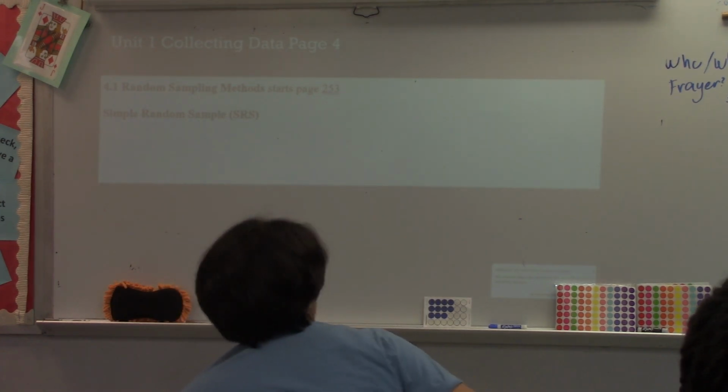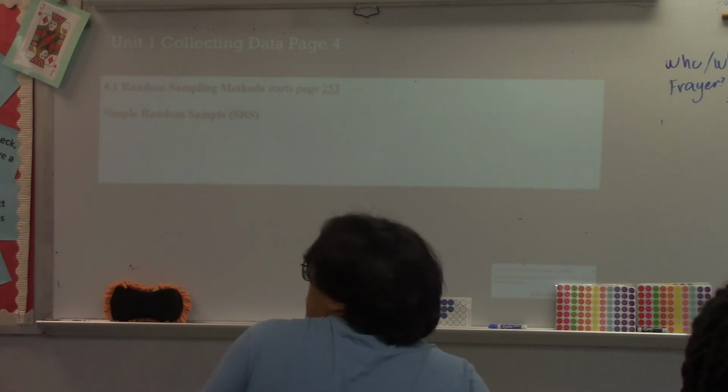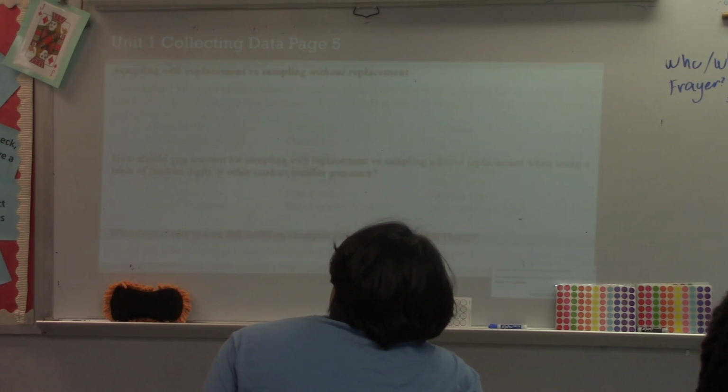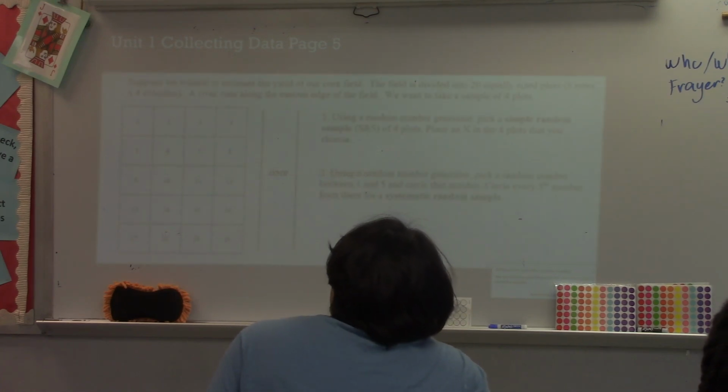Okay, so we just addressed simple random sample. Every group of n objects is equally likely to be selected, right? We did all that. Talked about all that.